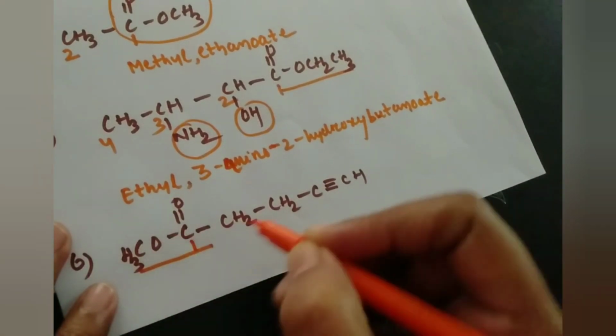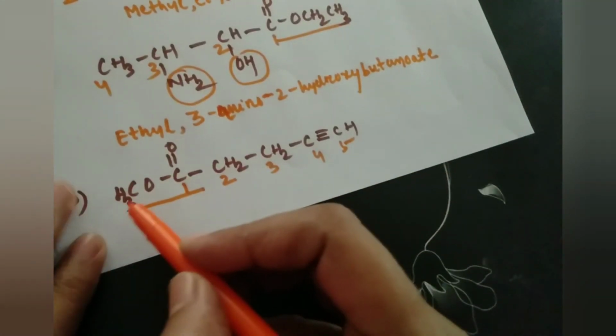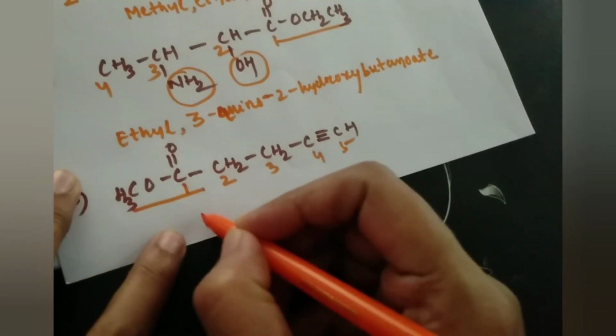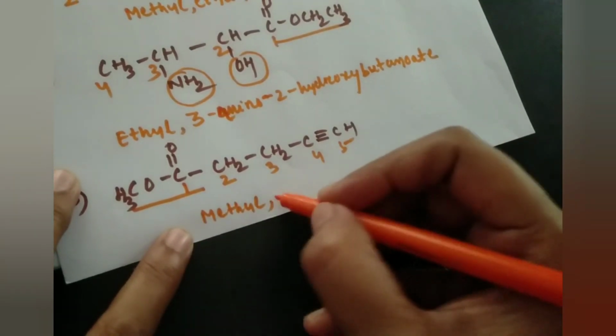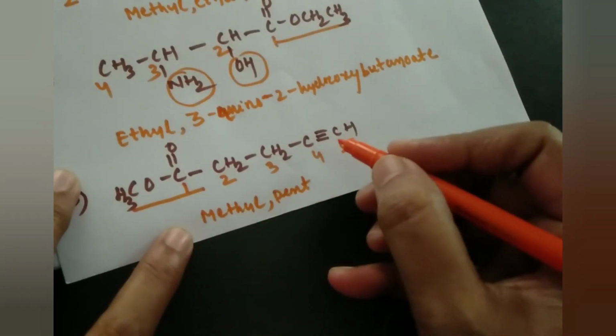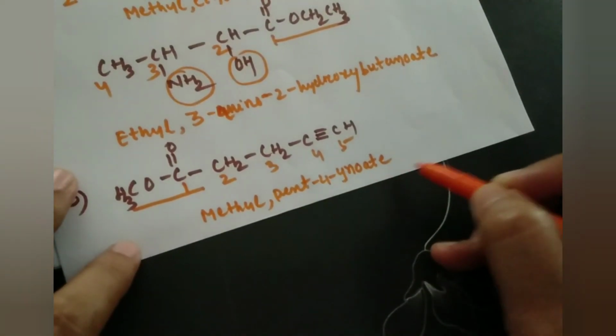Okay, now here this is also an ester functional group, COOCH3. So give priority to this 1, 2, 3, 4, 5. Okay, so first of all, see what is the alkyl group present here? Methyl. So first of all we'll write methyl, comma, what is the word root here? Pent. What is the position of the triple bond? 4, so pent 4 yn, and the suffix of ester is oate. Methyl pent 4 ynoate. E is omitted because it comes before a vowel.